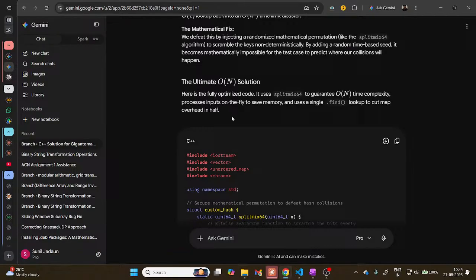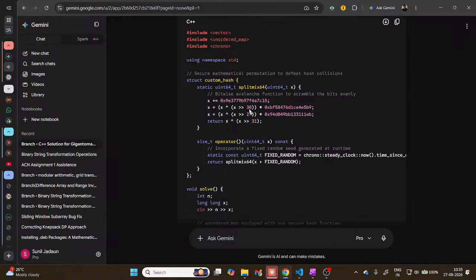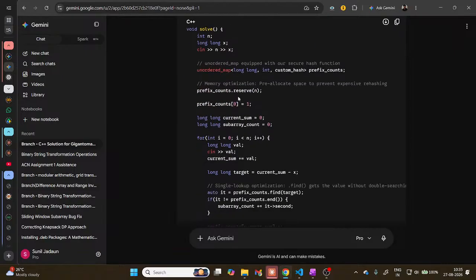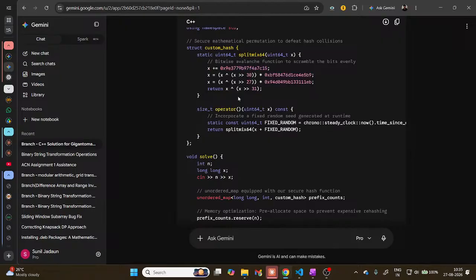Ultimate problem solution. Here is a fully optimized one. Okay, custom hash we have to use. After custom hash we have developed, the operator, const static, fixed random, chrono, whatever it is. Here we are doing this again, guys. Just a minute.